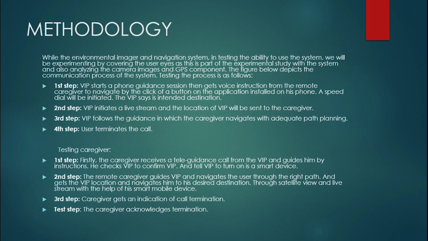So also the testing stage for the caregiver. Firstly, the caregiver receives a phone call from the VIP. Then the second step, the caregiver directs or finds the appropriate path planning for the VIP. And third, the caregiver gets an indication that the VIP terminates the call and the caregiver acknowledges the termination. So as you know, the VIP is the visually impaired person.